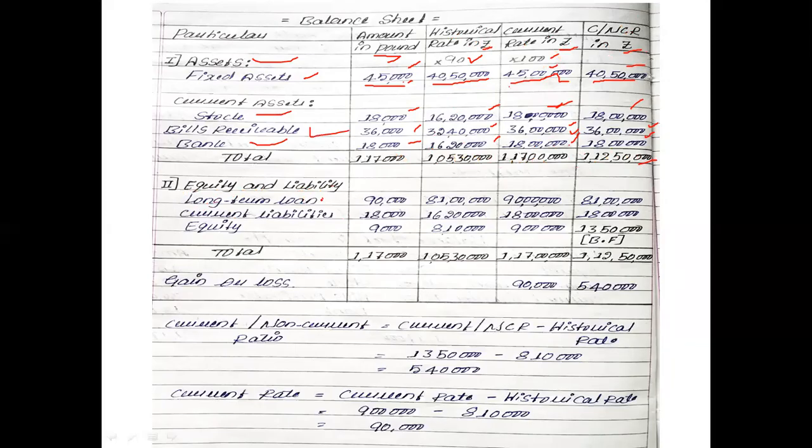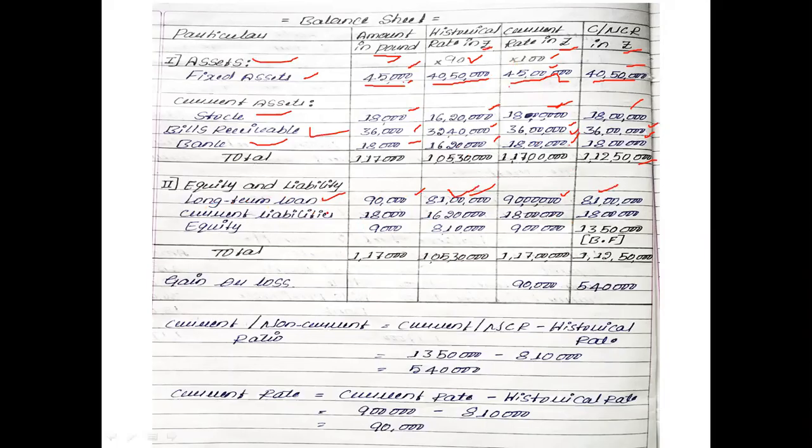First, long-term loan. There you go, 90,000 pounds. 90,000 has to be converted into Indian rupees. What do we have to do? Multiply by 90, which gives 81 lakh. At the current rate, 90,000 into 100 gives 90 lakh. So it is a long-term loan, a non-current item, so we have to take the historical rate value, 81 lakh.